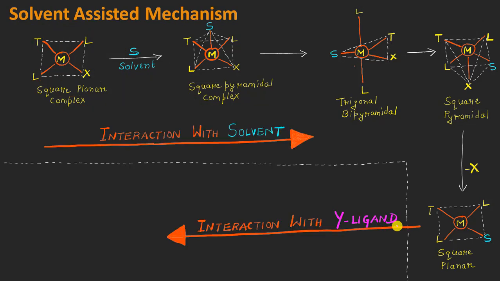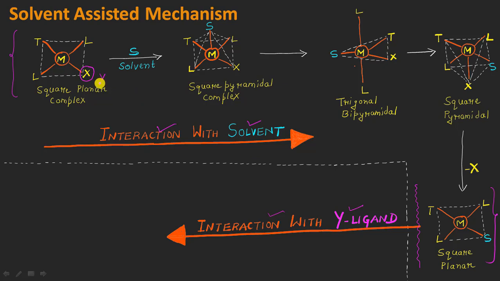Before that, the mechanism from this part to this part is actually an interaction with the solvent molecule, and it will follow the same kind of associative pathway. From here, this square planar complex will now undergo interaction with the Y ligand, that is the main entering nucleophilic ligand, right? And actually, in place of this X here, we want the Y ligand.